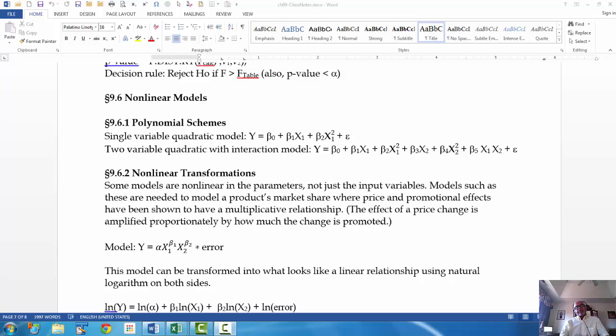The last topic in this chapter is nonlinear models. You can classify the nonlinear models into three categories. The first category is what appears to be nonlinear, but you can think of it as a linear regression. Say, for example, if you have a single variable, x sub 1, as the predictor variable, and you want a nonlinear function, you can say x sub 1.